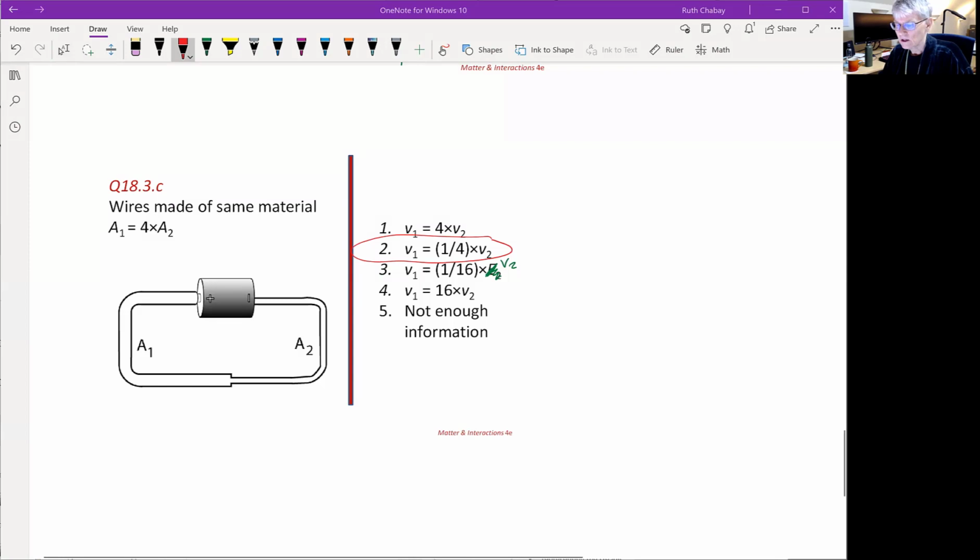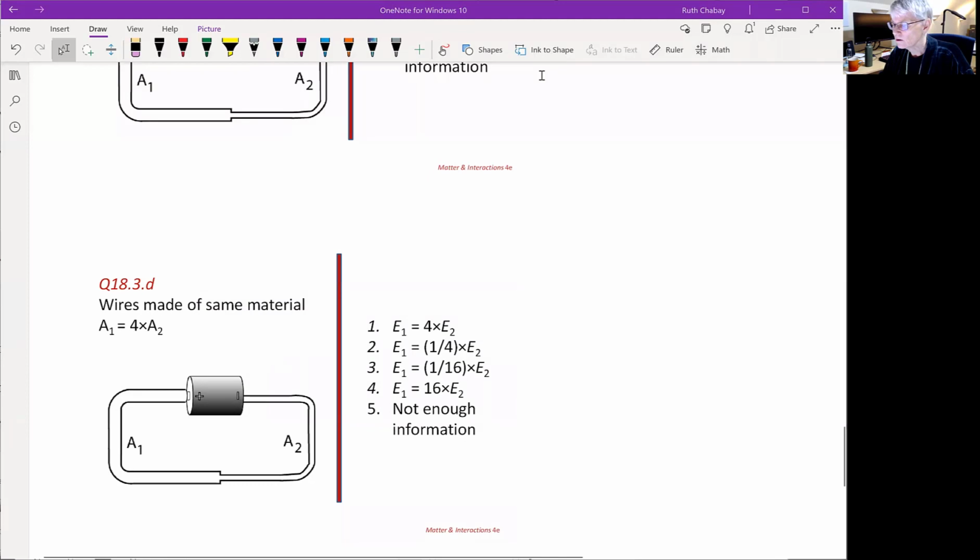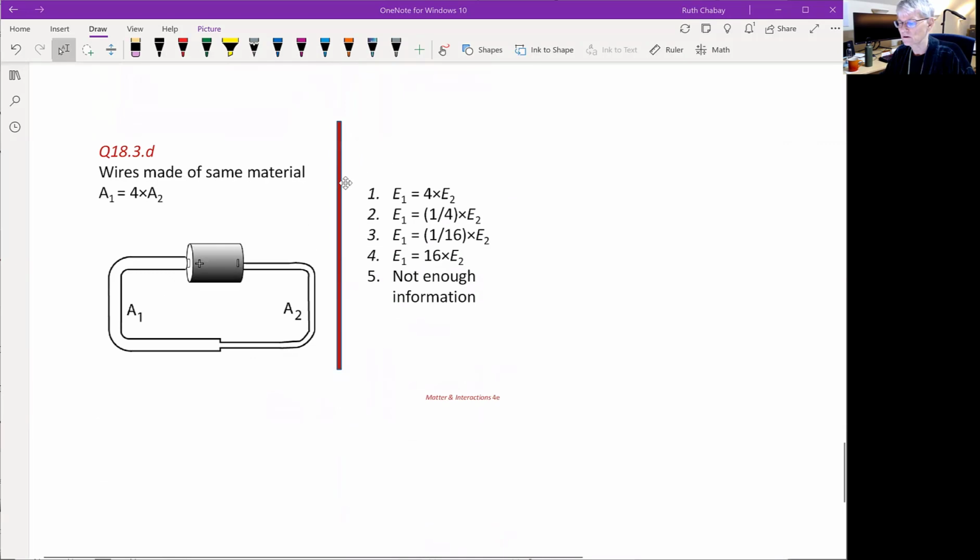Okay, let's take it one step further. In the same situation, since we made that conclusion about the drift speeds, what do we conclude about the electric field inside the wires here? Where E1 means the electric field inside of wire one, and E2 means the electric field inside of wire two.